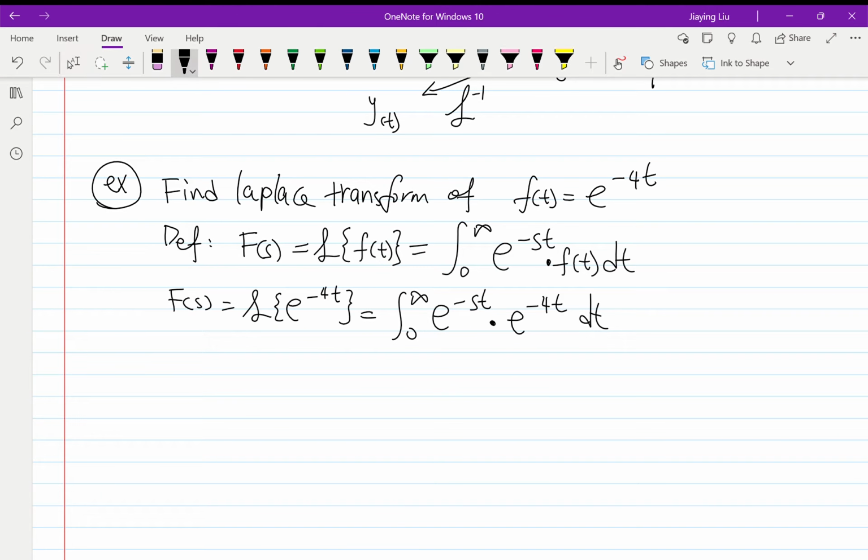And we just have to integrate, really. Before we integrate, maybe we can simplify those two terms by combining exponents. So that's going to be the integral from 0 to infinity of e to the negative st minus 4t, so that's e to the negative (s plus 4)t dt. Questions?